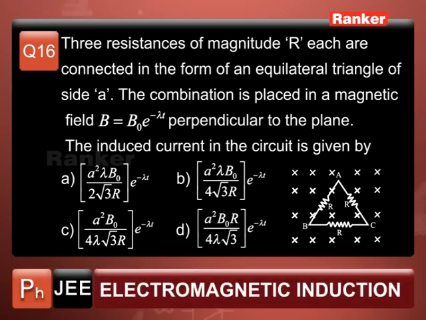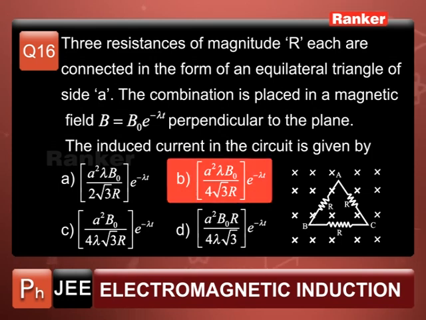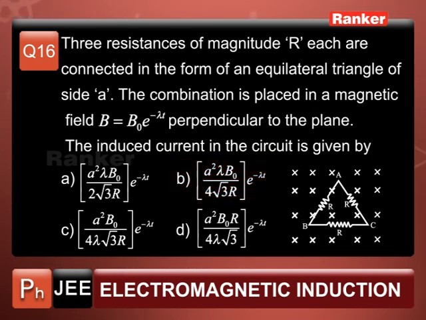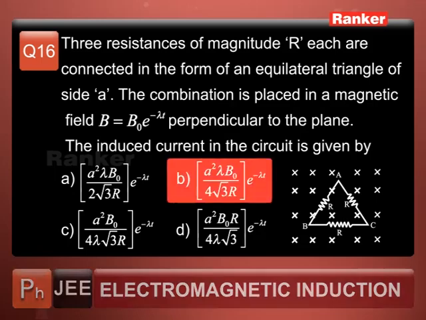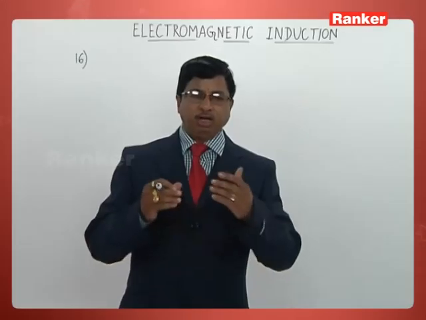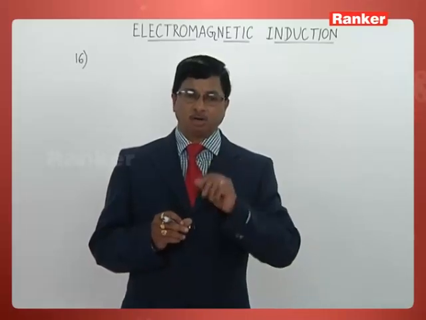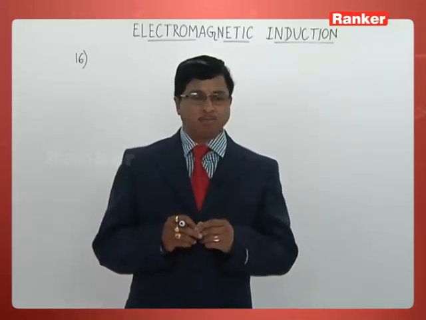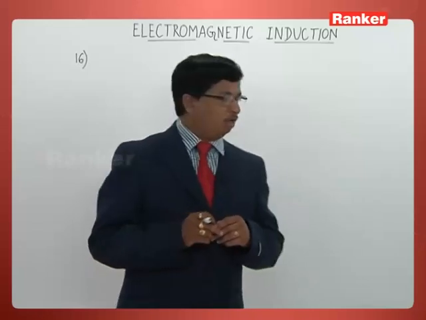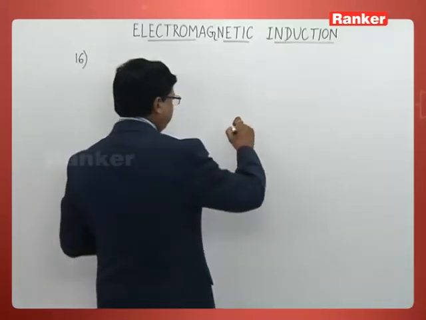Out of all the four options, the correct option is the second option, that is B, which of course has been given as a square lambda B naught by 4 root 3 R whole multiplied by e power minus lambda t. That is the correct option. Okay, let us check how we get that particular option for this problem, that is 16 I am talking about.